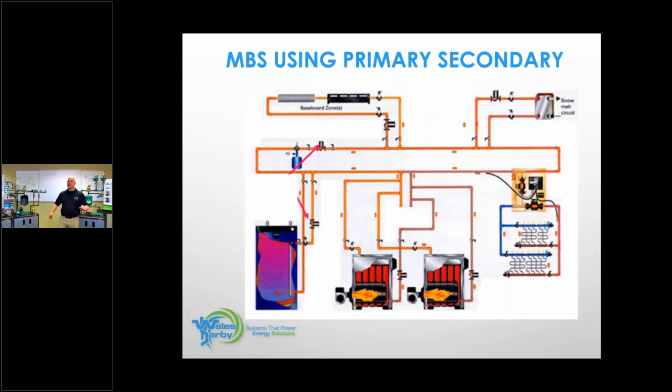Is this primary, secondary? And if so, not counting the boiler connections, how many primary, secondary connections are there? Not counting where the boiler's tucked in here, how many primary, secondary connections are there? And did you even know that it's possible to do multiple primary, secondary connections in one system?